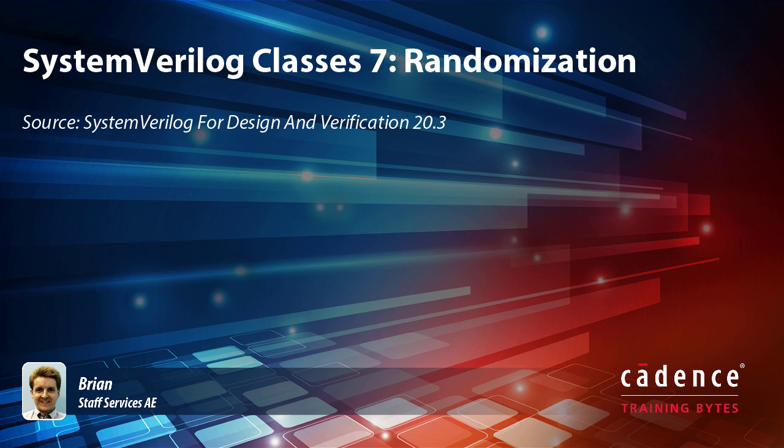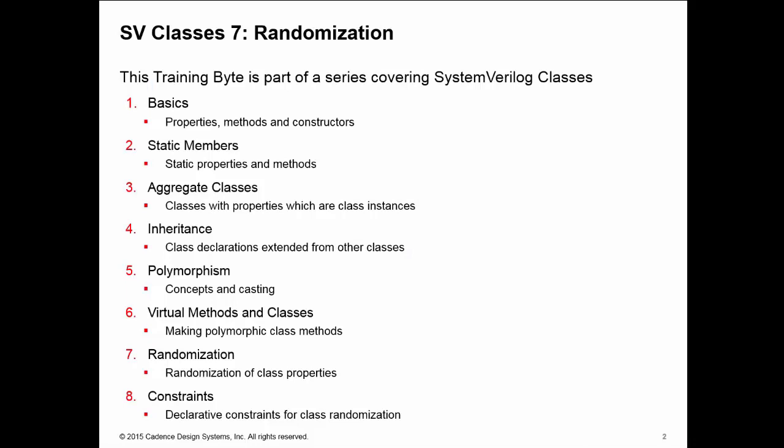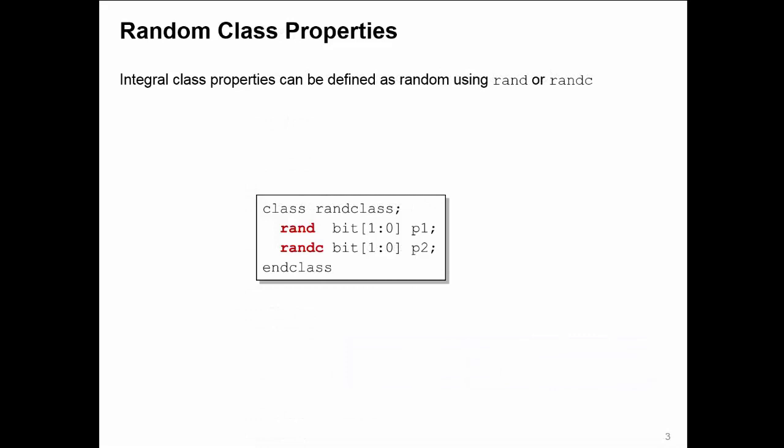I'm Brian Dickinson, and this training bite is on class randomization in SystemVerilog. This is the 7th in a series of training bites showing you how to use classes in SystemVerilog, and in this bite we're looking at the randomization of class properties. So you can randomize your integral class properties by defining them as either rand or randc.